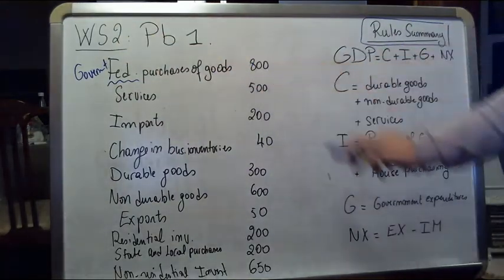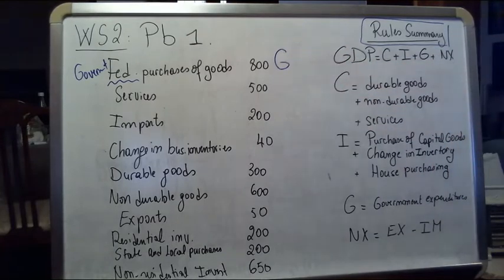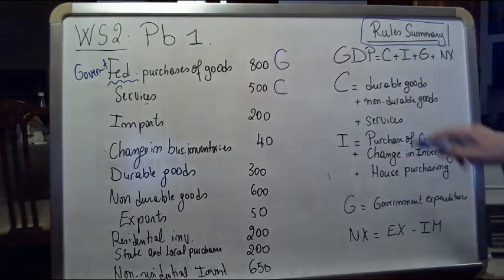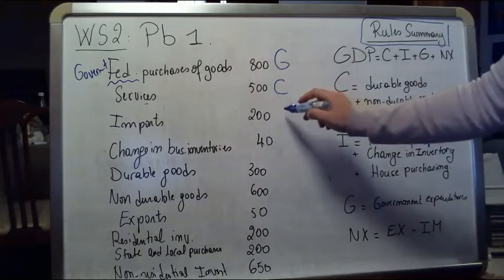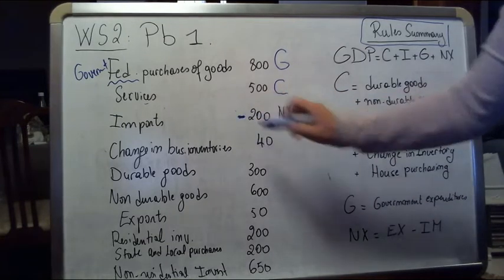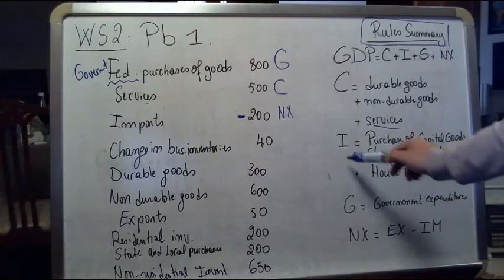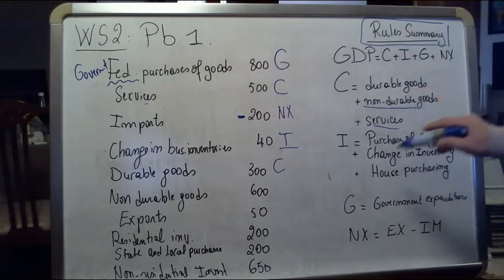So government belongs to the government expenditures, G. Services belongs to consumption, C. Imports belongs to net exports, and it's a negative value, minus. Change in business inventories belongs to investment, I. Durable goods belong to consumption, C. Non-durable goods belong to C.